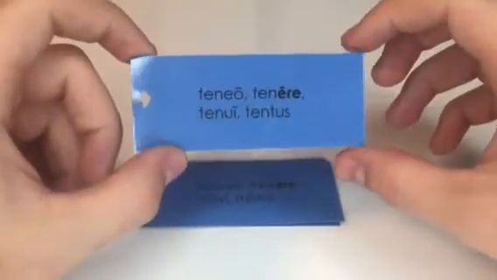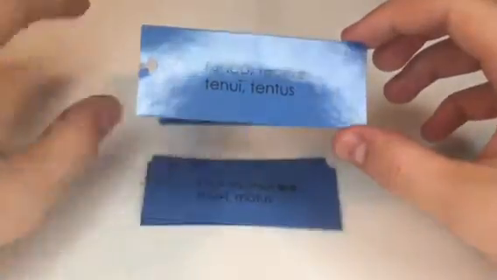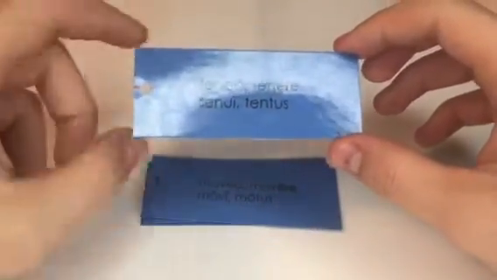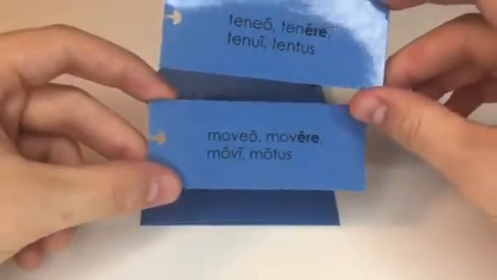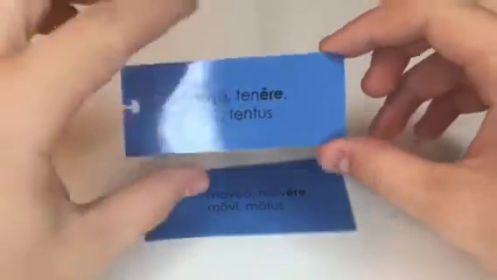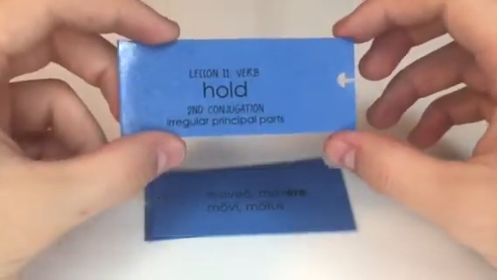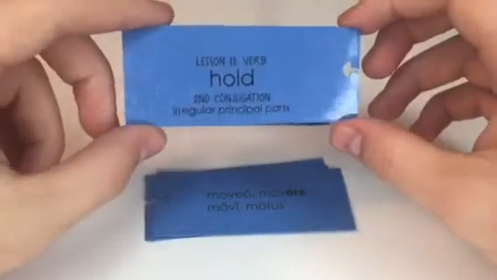Then we have teneo, tenere, tenui, tentus. So the trick of this one is not getting it mixed up with timeo, which we learned earlier. And the next one, not getting it mixed up with moneo. Teneo instead of timeo means hold instead of fear. So if you can just remember that it's not the timeo one, then you'll know that it means hold.